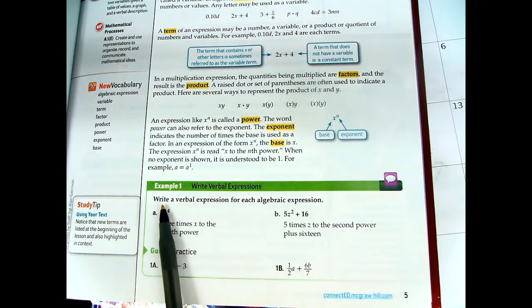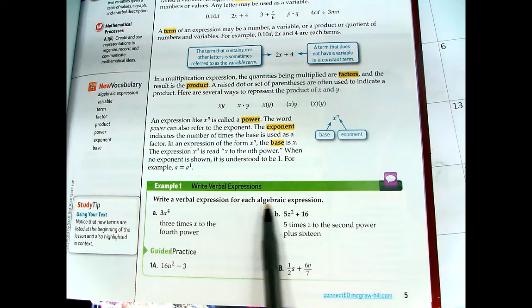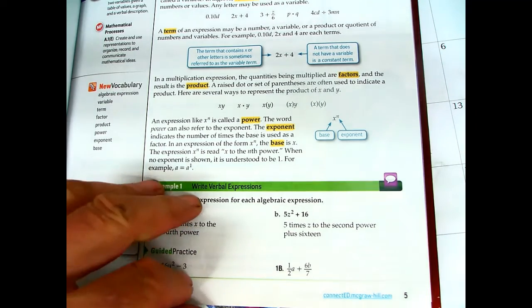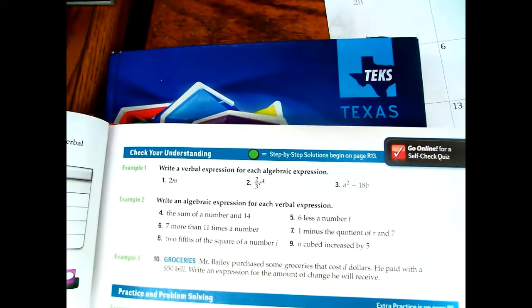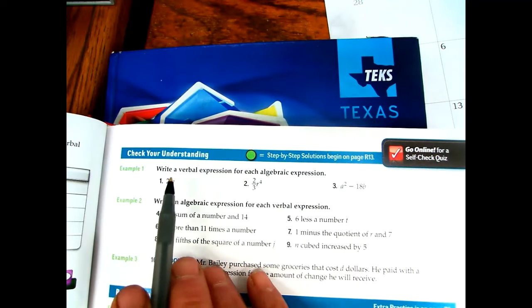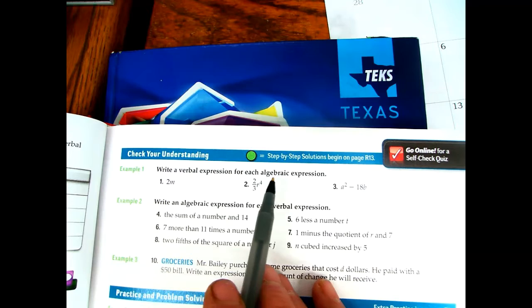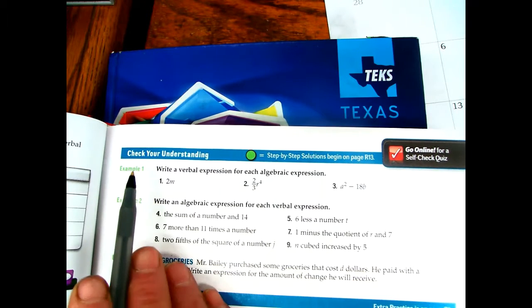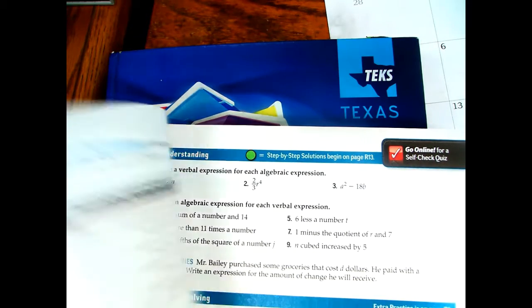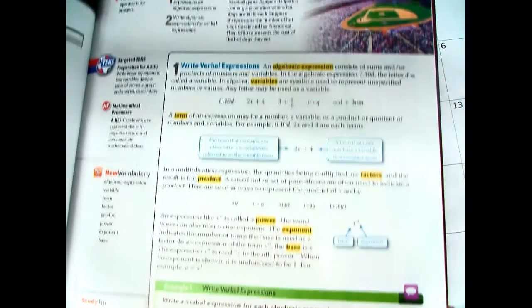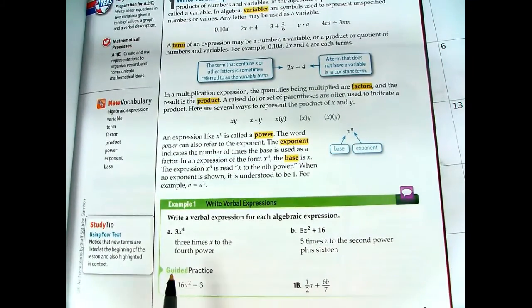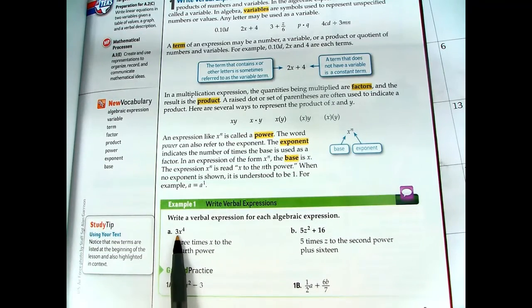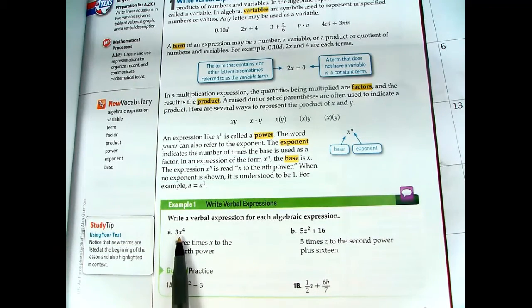For example, write a verbal expression for each algebraic expression. So now when we get over to where the work begins, look here. Write a verbal expression for each algebraic expression. Example 1. If you're confused about what to do, you go back to Example 1 and you look and you see here is the task that was to be performed and here is the answer.